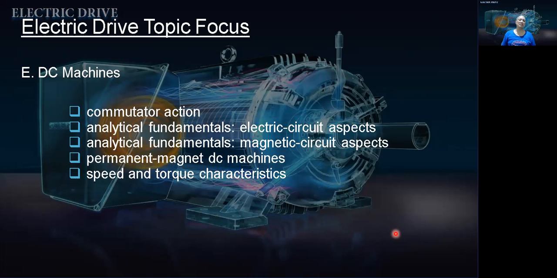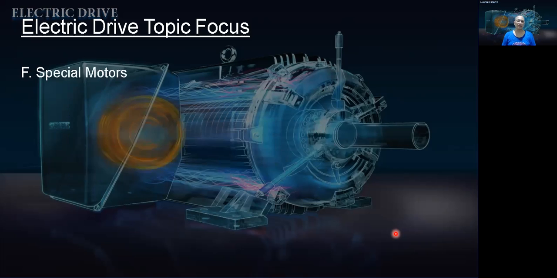So commutator action and then analytical fundamentals, the electrical aspects, the calculation of torque, calculation of the speed, calculation of the counter EMF, and analytical fundamental magnetic circuit aspects, talking about the magnetic field, the magnetic density on that, and also permanent magnet DC machines that we are using a lot. Students use that a lot because it is cheaper, it is easier to manage and control. You just give a voltage and then it just runs. You don't need any switching mechanism. And also speed and torque characteristics we'll discuss.